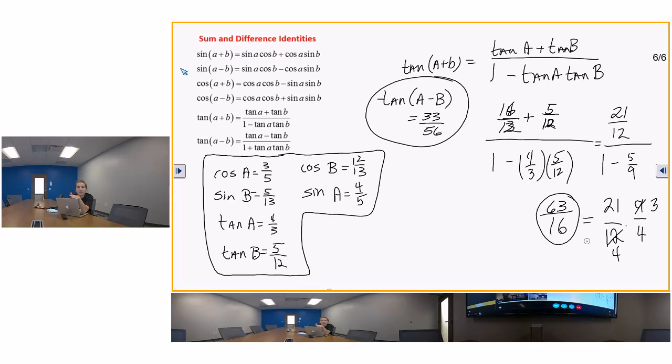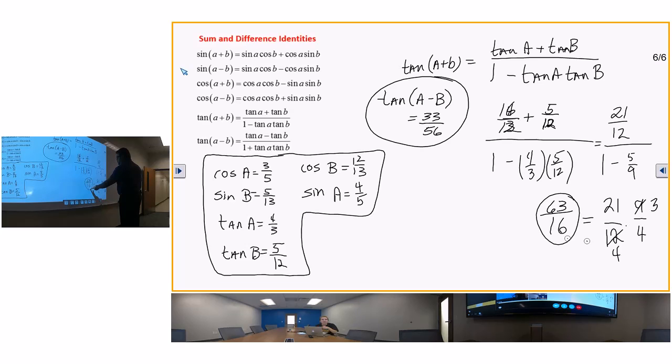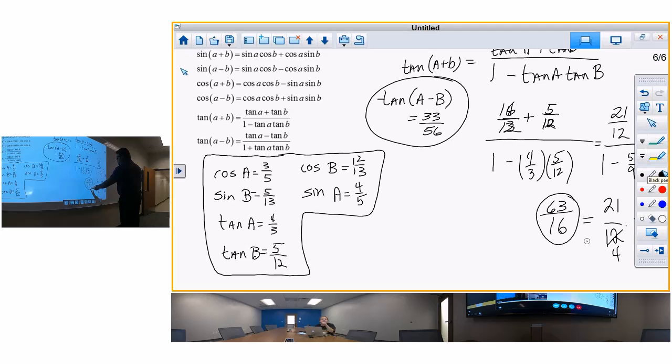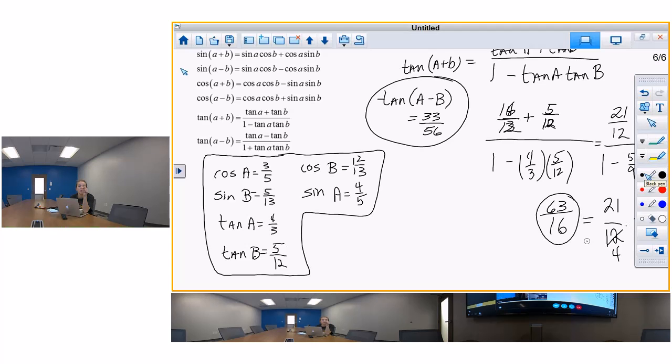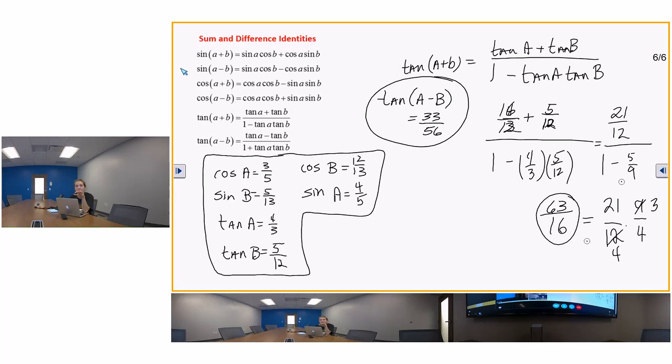Where you crossed out like the 9 and the 12, how exactly did you do that? Where it says 63 over 16, you simplified the 9 and the 12. Before you got that, you had 21 over 12 times 9 over 4. Were you just trying to get a common denominator?